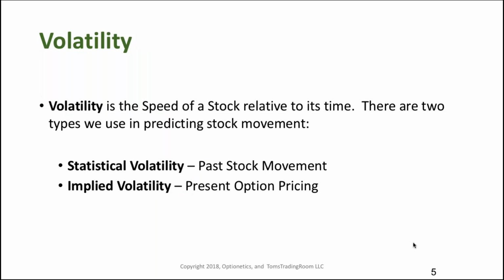Okay, so volatility. Volatility, as I just mentioned, is the speed of the stock relative to its time. There are two types of volatility we use in predicting stock movement. First is statistical. I'm going to be sharing with you one stock, a case study tonight on statistical volatility, and you'll see what I'm talking about when I show it to you. Implied volatility is what we look at on options themselves. So statistical is past stock movement. Implied means present and potentially future stock movement in present option pricing.